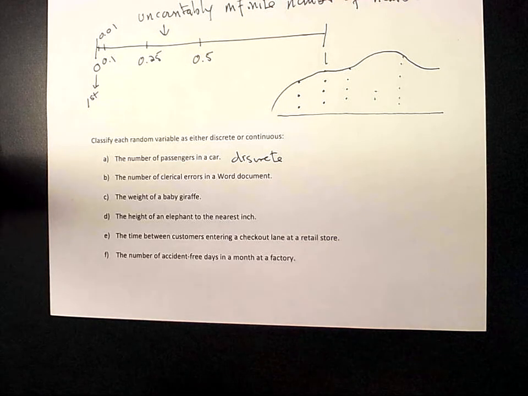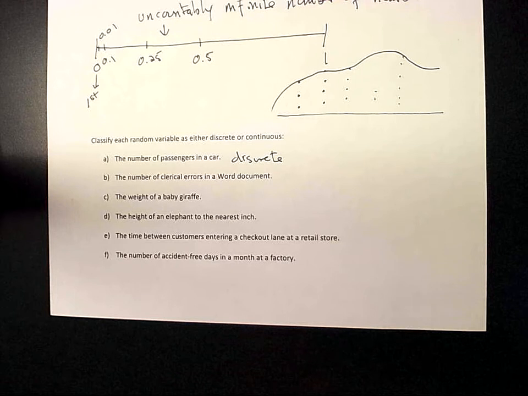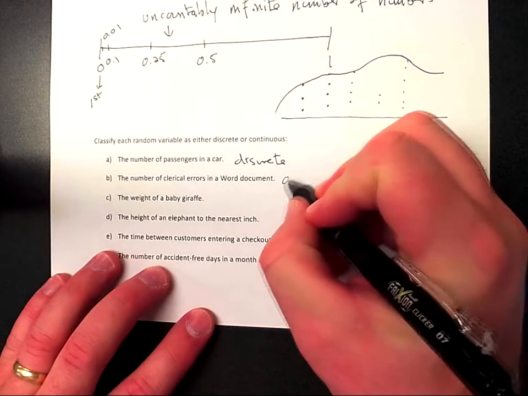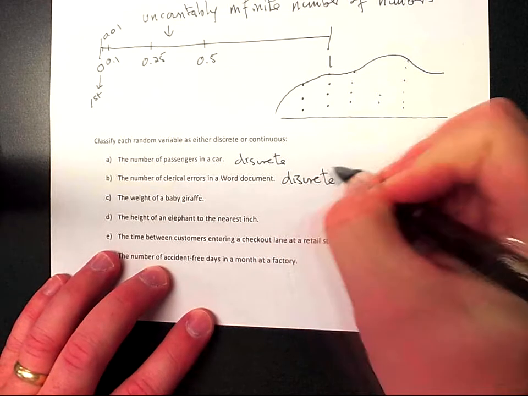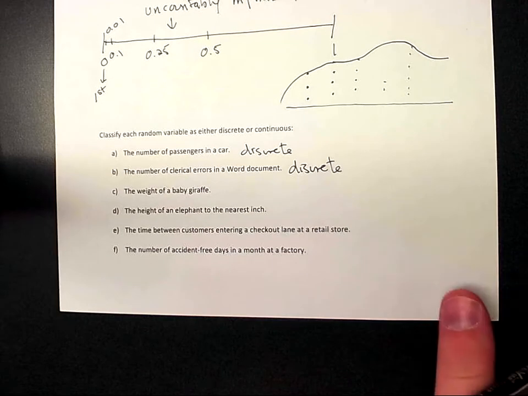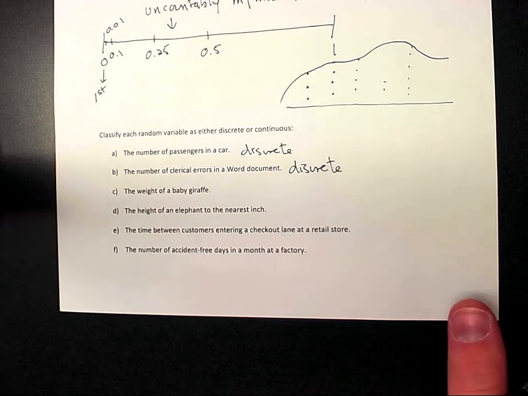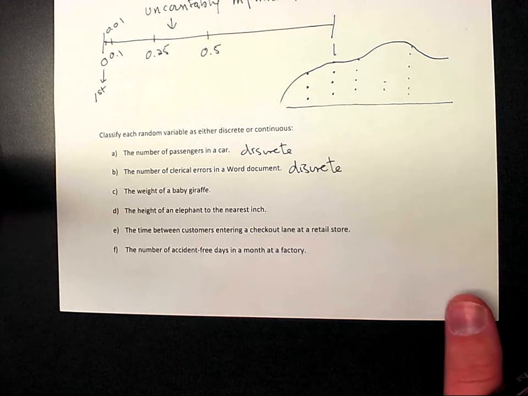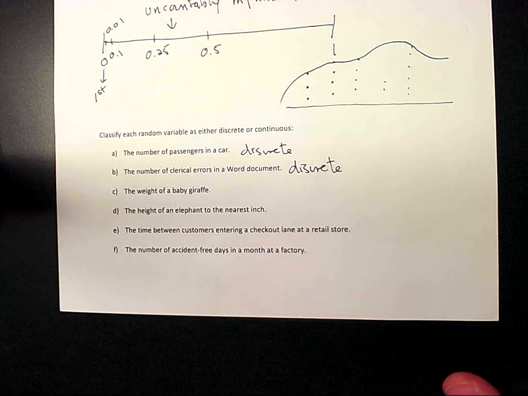What about the number of clerical errors on a Word document? So this would be like spelling errors or something. It's discrete. Why is it discrete? Right, exactly. You can spell check it and find out a certain number of errors. It doesn't matter if you have the worst secretary in the world, right? There's still going to be a finite number of mistakes on there, and you can count how many there are. So it's discrete. Good.